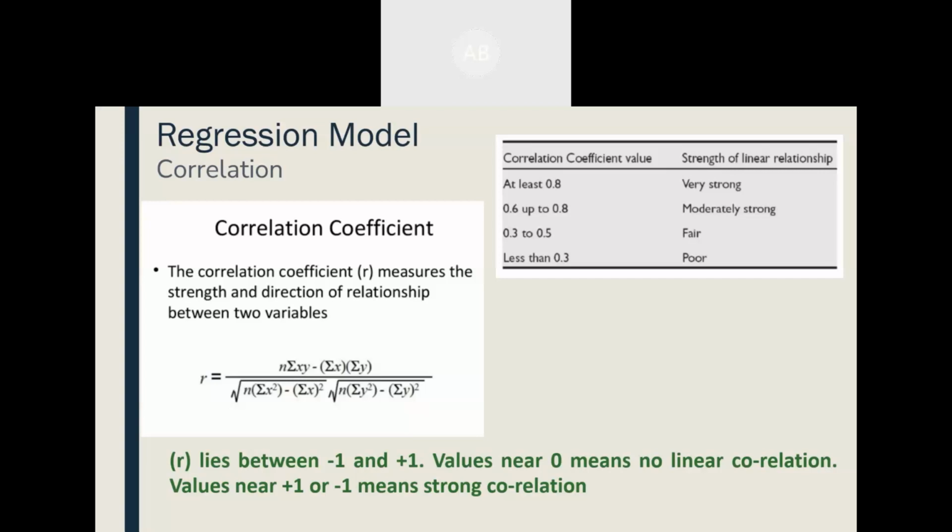Okay. So if the relationship has a value of r from 0.8 and more, then you can say it has a very strong relationship. If it is between 0.6 to 0.8, you can say it may be moderately strong. Between 0.3 to 0.5, you have a fair relationship, and if it is less than 0.3, you can say it is a poor relationship.